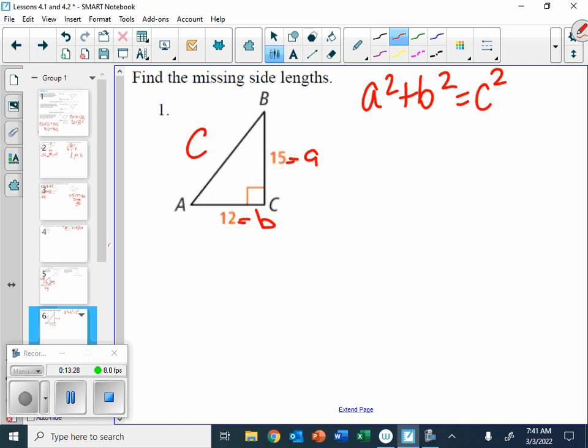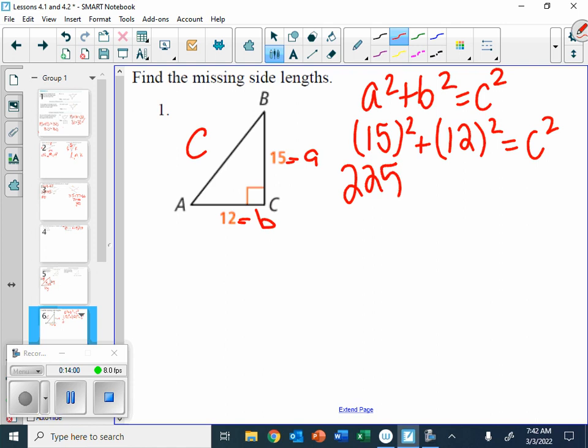Okay, from here, simply plug everything in. I like to call it plug and chug. Plug it all in. Alright, so A squared, A is 15, so that is 15 squared, plus B squared, so that's 12 squared, equals C squared. And then remember when you're squaring something, you're just multiplying it by itself. Alright, so what is 15 squared? 225. Plus 12 squared, we should all know that.